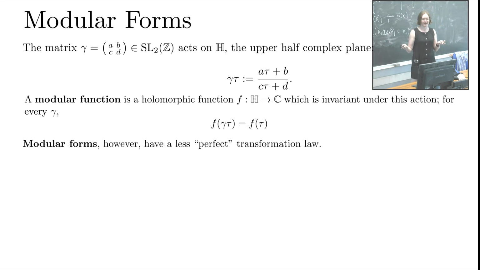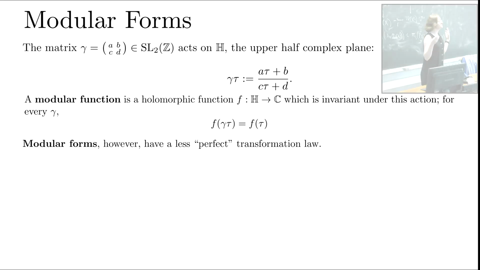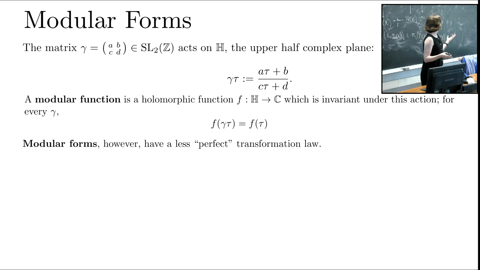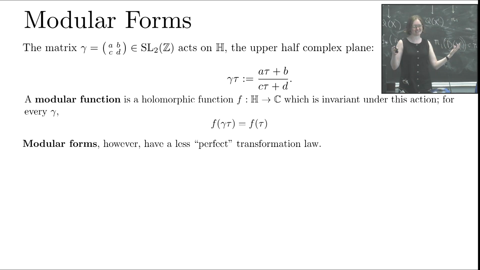So a modular form has to do with the action of SL2Z on the upper half plane. If you have some matrix gamma, you can send your tau to (a tau plus b) over (c tau plus d), where a, b, c, d are the entries in this matrix. And a modular function would just be a holomorphic function that is invariant under every gamma in that group. So f of gamma tau is always equal to f of tau. SL2Z contains a lot of things. There are dilations and translations in here. So being invariant under all of those things is a really restrictive condition.